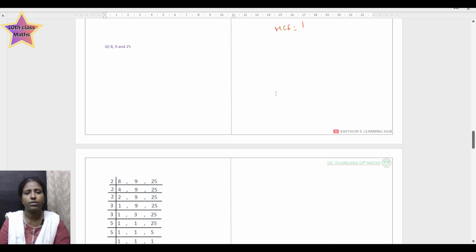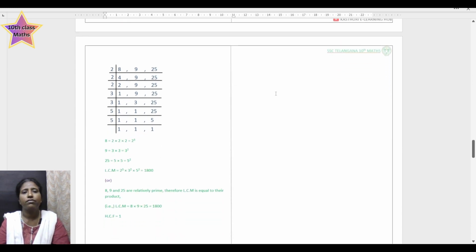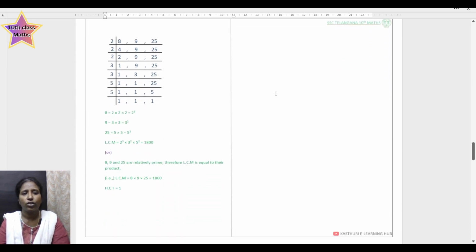The next numbers are 8, 9 and 25. Okay. So here if you factorize 8, you get 2 into 2 into 2. That is 2 cube. We factorize 9, you get 3 into 3, 3 square. We factorize 25, you get 5 into 5, 5 square. So what is the HCF here? What is common in 3 of them? Is 2 common? No. Is 3 common? No. Is 5 common? No.